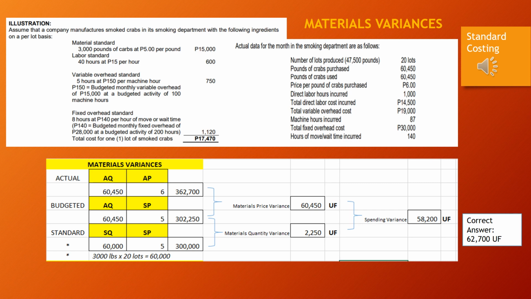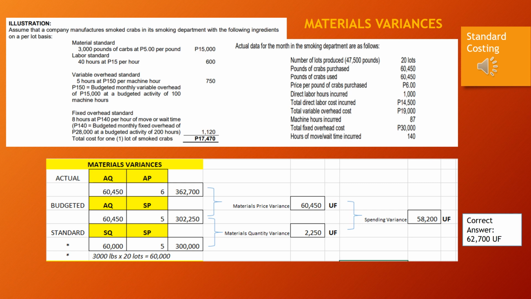Now, okay, doon muna tayo sa actual for the actual cost. So we already know that the pounds used is 60,450. Then the actual price per pound of the crabs purchased is 6 pesos. Therefore, we landed to a solution of 362,700.